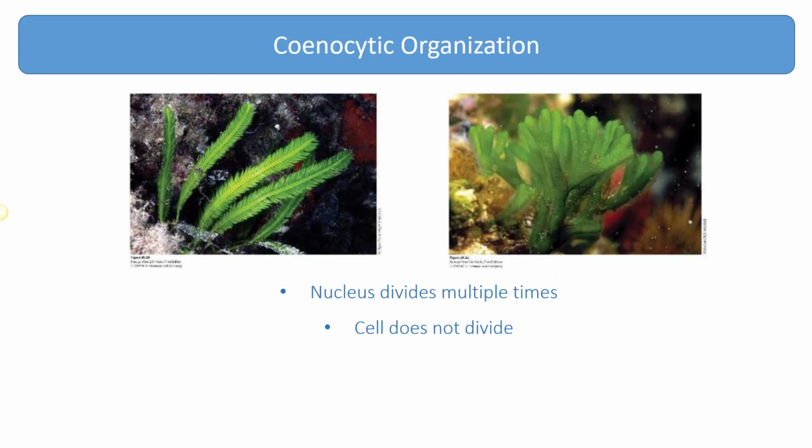Six groups of eukaryotes have developed cenocytic organization. This organization involves the cell nucleus dividing multiple times while the cell itself does not divide. The resulting multinucleated cell can be large in size, as shown in these two common marine algal species.